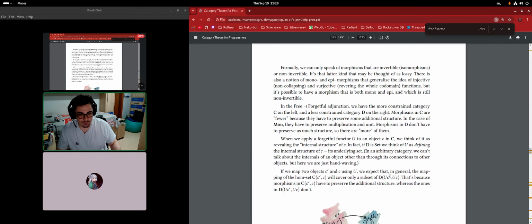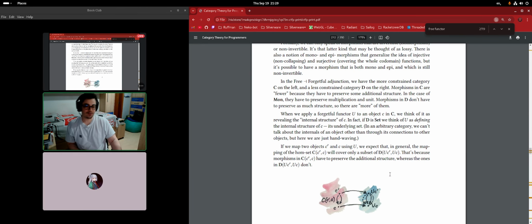When we apply a forgetful functor U to an object C in the category C, we think of it as revealing the internal structure of C. In fact, if D is Set, we think of U as defining the internal structure of C, its underlying set. In an arbitrary category, we can talk about the internals of an object only through its connection to other objects, but this is just intuition. It's very hand-waving.